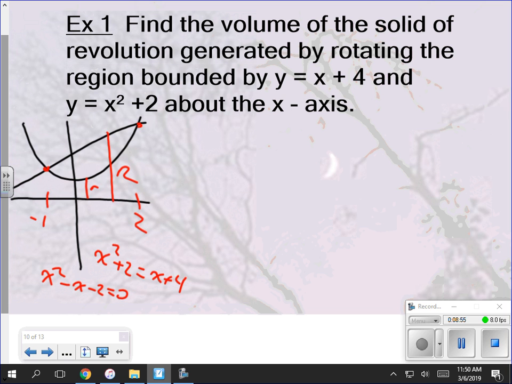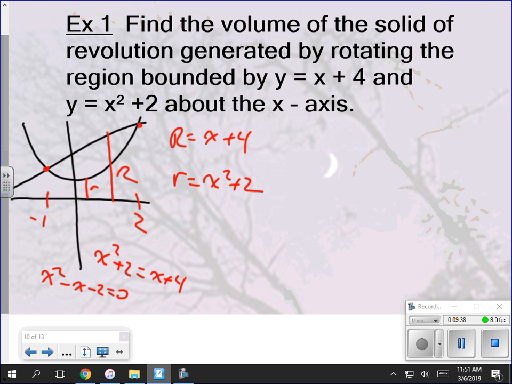Now, the nice thing about this one is that because our axis of rotation is the x-axis, big R and little r are just the equations. So big R in this case is x plus 4. Little r in this case is x squared plus 2. And that's easy because the x-axis is our axis of rotation. The distance between the x-axis and the function is that function. And whether it's negative or positive, it doesn't matter. It is that function. That's the distance.